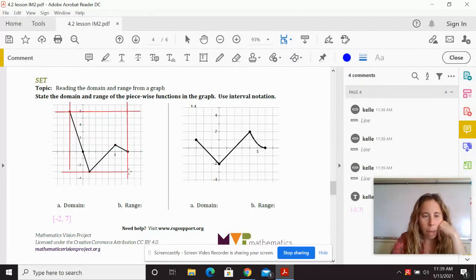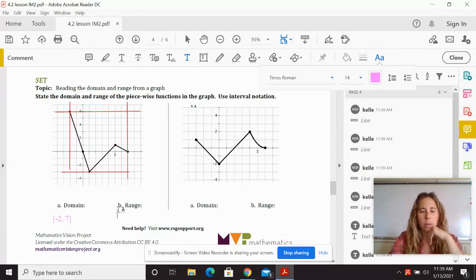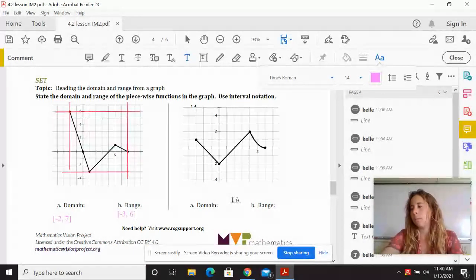There we go. So y values, or sorry, range is y values, and you're looking low to high. So for range, what's my lowest y value? It's -3. So bracket, -3. And I go all the way up to what? What's my highest y value? So the highest point on my graph. 6. Okay. That's domain and range. So you're going to do the same thing on number 14.